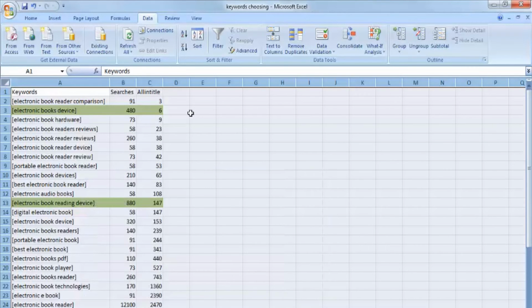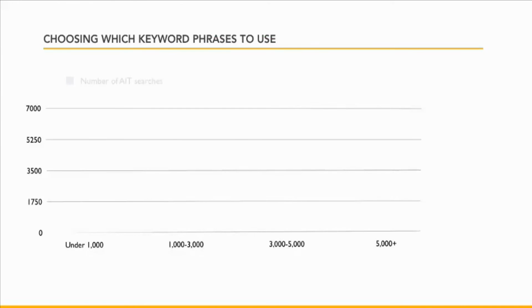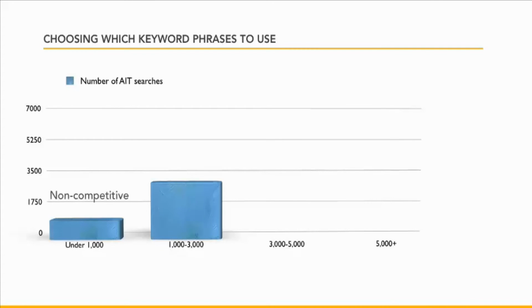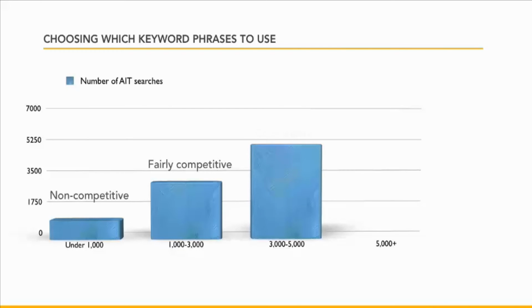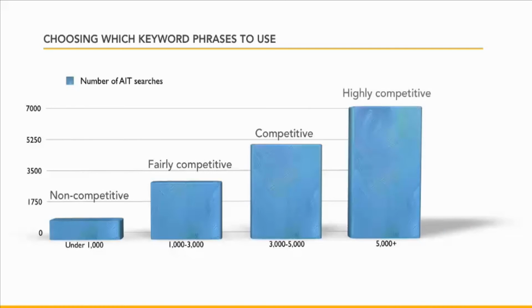So now we can see these keyword phrases sorted by the lowest number of all in titles. Now we have to decide how competitive we can go with our particular site. Under 1,000 all in title searches are non-competitive, so those are really good ones for us to choose. 1,000 to 3,000, those are fairly competitive. 3,000 to 5,000, those are competitive. And then as you get to 5,000 and over, they're highly competitive.